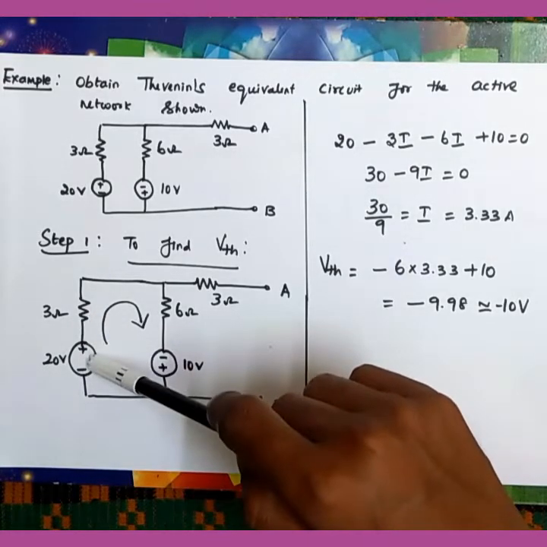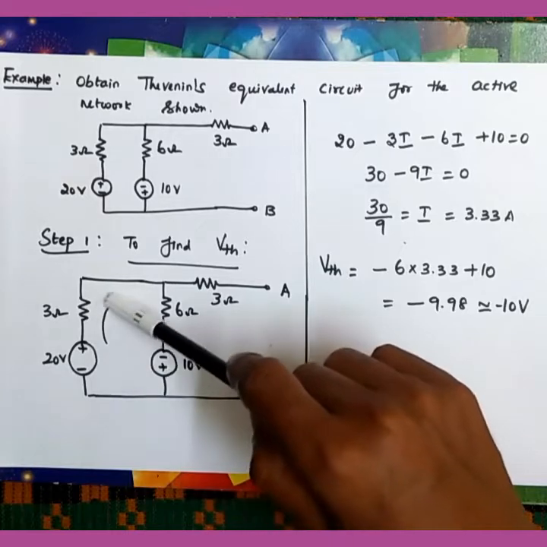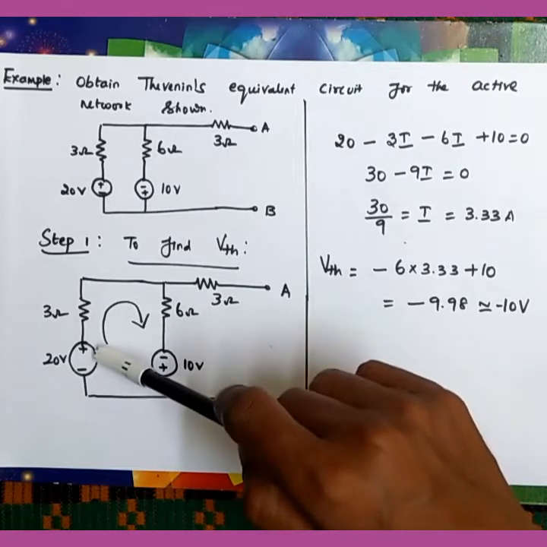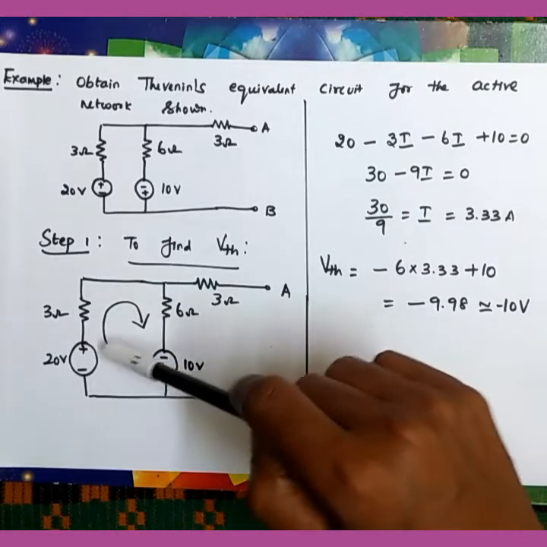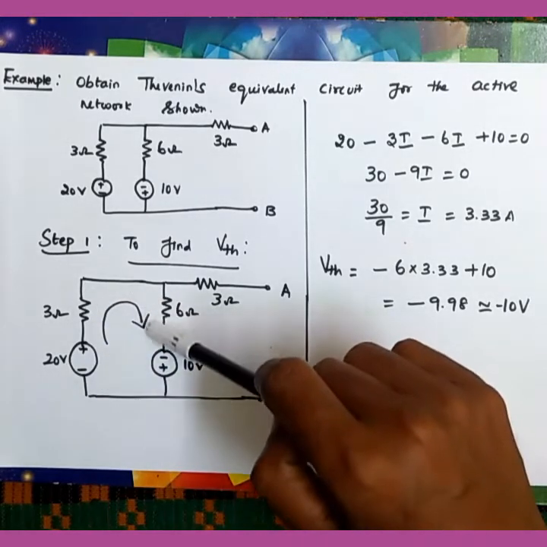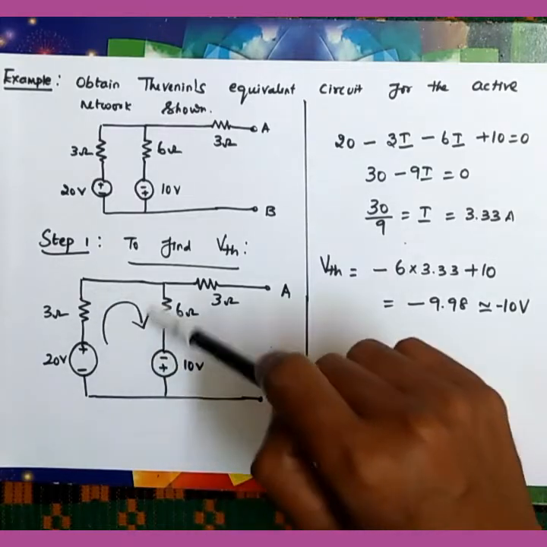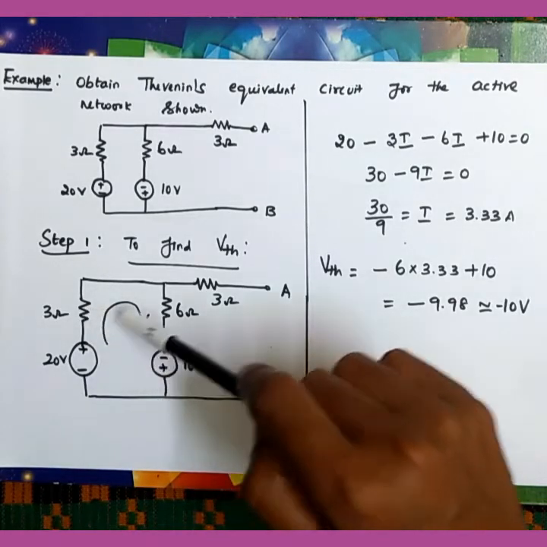if you are going to travel in the same direction in which you have assumed the current. For example, in this circuit, I have taken the current flowing in the clockwise direction in the closed circuit, and I am also going to travel in the closed path in the same direction. So the drop is always taken as negative.